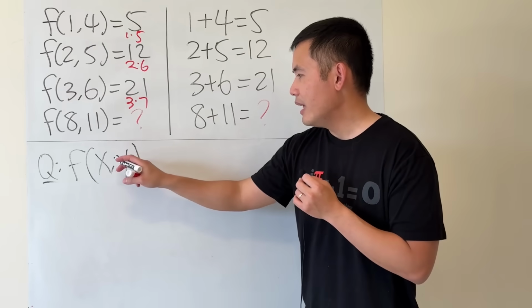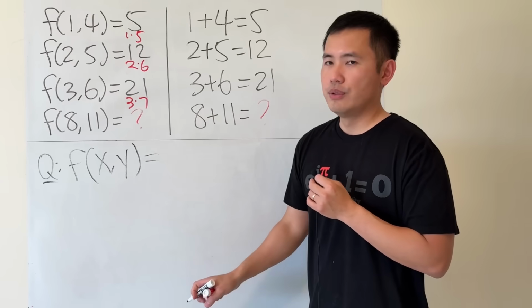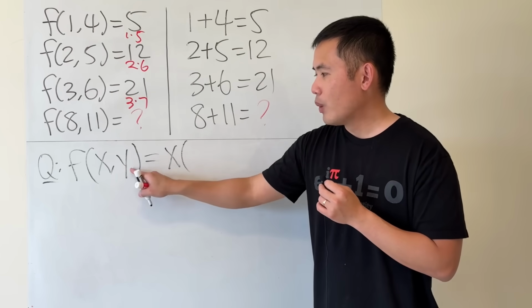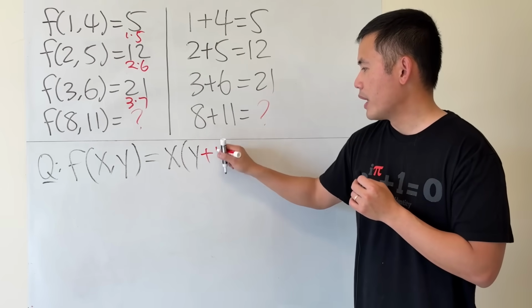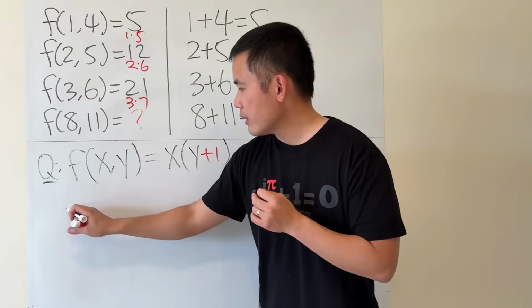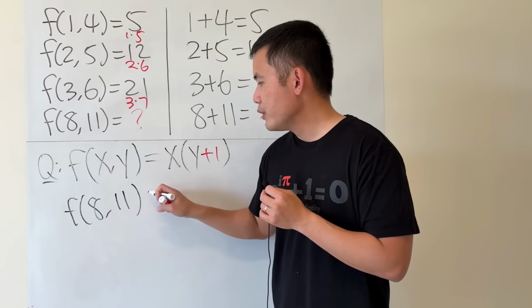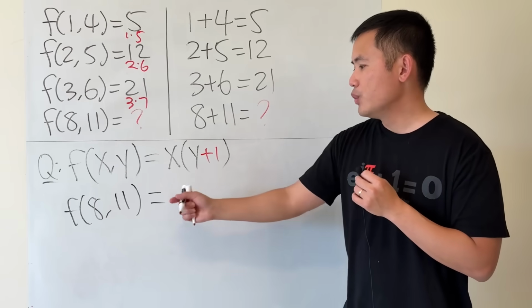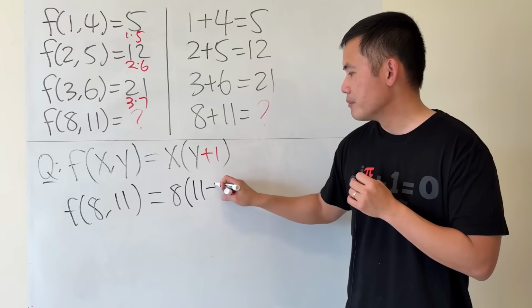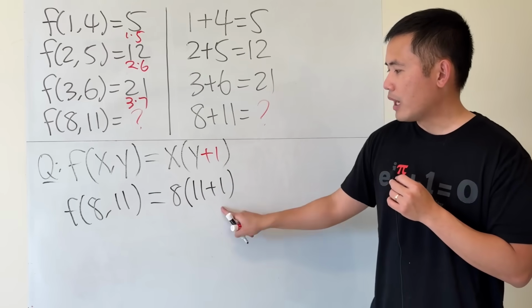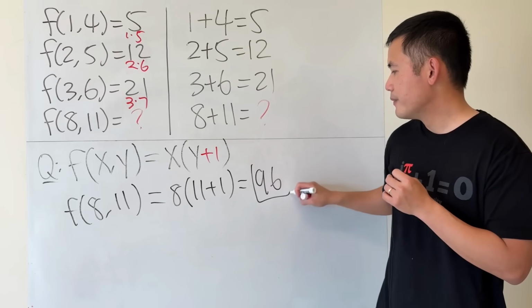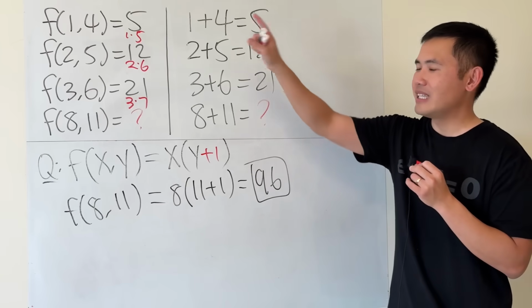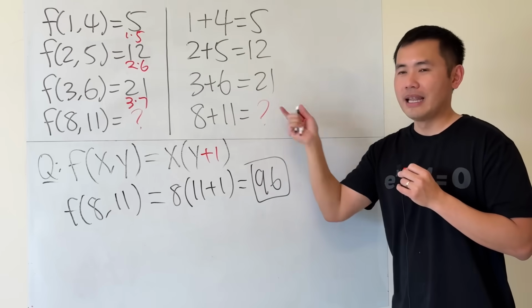If you have f of x, y, all you have to do is keep the first input, and then multiply that by 1 more than y, so it's y plus 1. Therefore, if you want to figure out f of 8, 11, you're just going to follow this rule. 8 is the x value, 11 is the y value, so you will just get 8 times 11 plus 1, and that's 8 times 12, and that will be 96. And that's it. And again, if you want to make it more puzzle looking, you can totally just change the f function to a plus symbol like this.